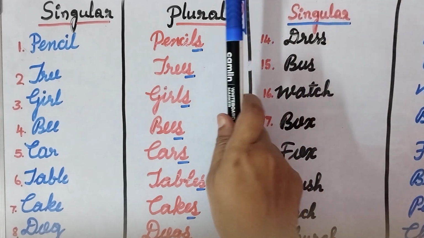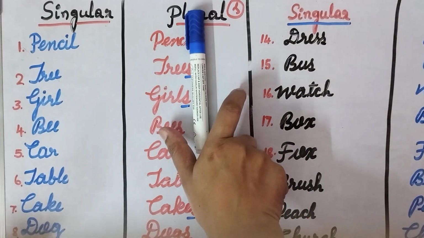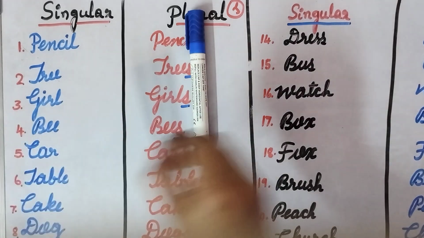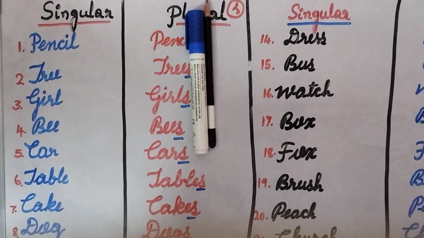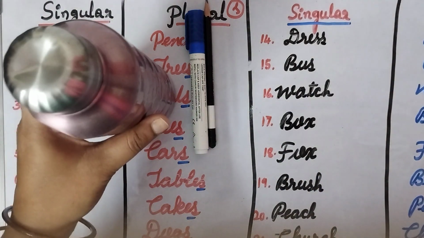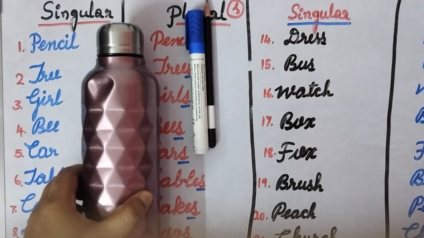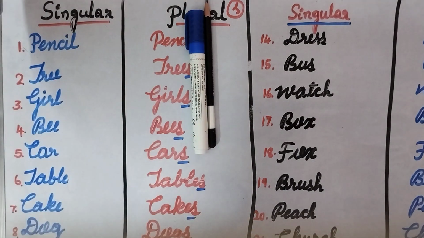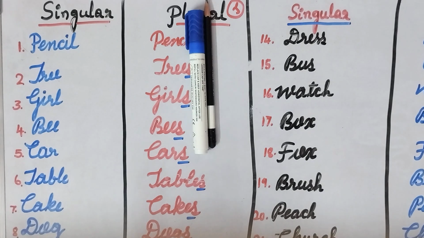For example, I have one marker. I have one pencil. I have one water bottle. I have one book. So it is a singular form.